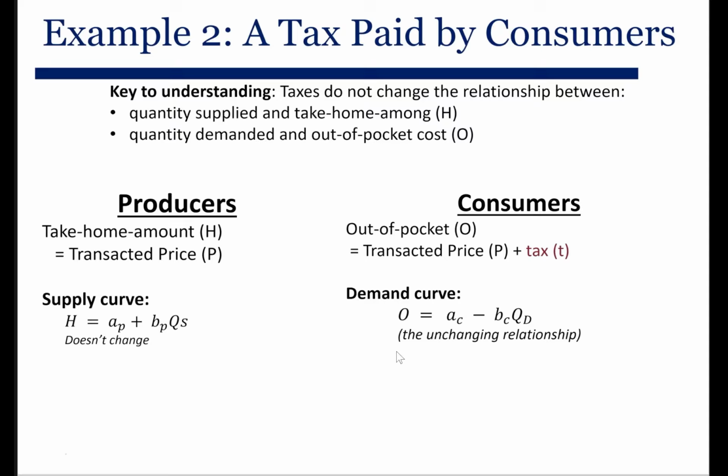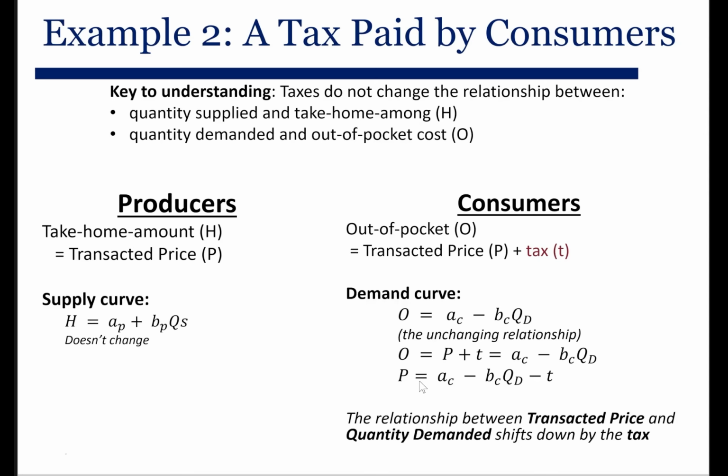For the demand curve, we now have our unchanging relationship here. The out-of-pocket equals these coefficients and the quantity demanded. But out-of-pocket is no longer a transacted price. They're no longer the same thing. We have this tax thrown in here. So to describe the relationship between transacted price and the quantity demanded, we subtract both sides by T. This means that the relationship between transacted price and quantity demanded shifts down by the tax.